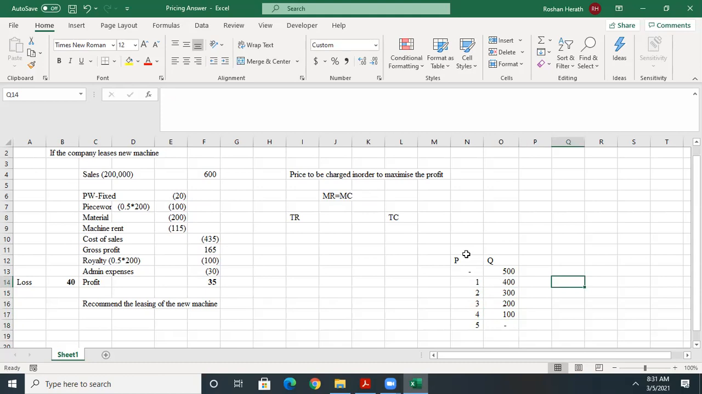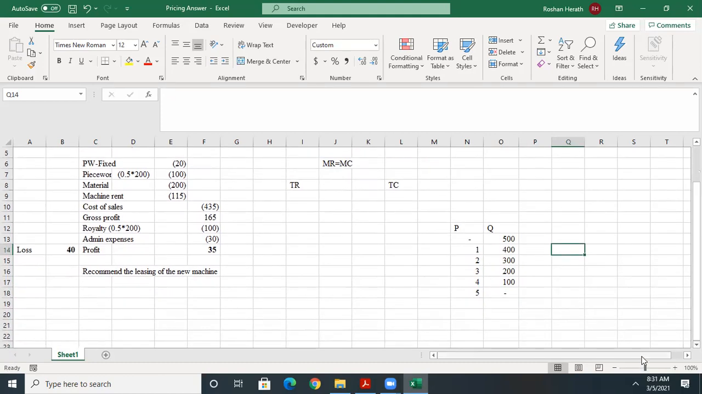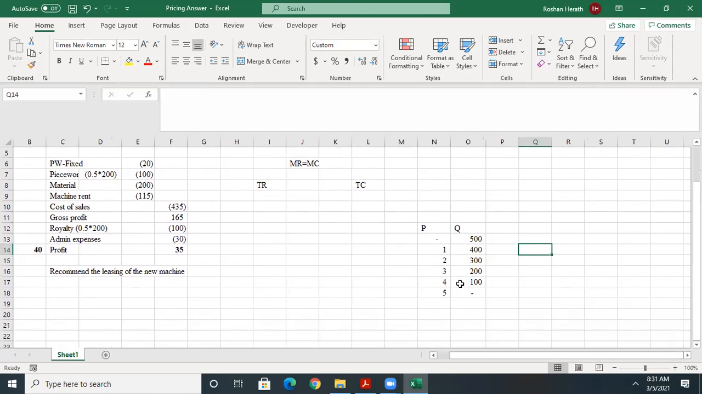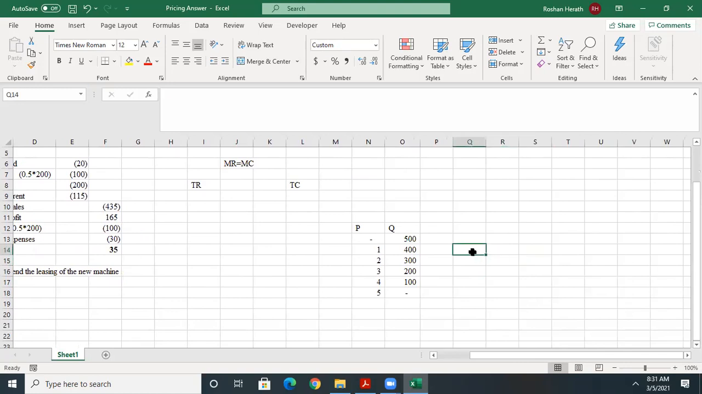Right. So this is our quantity and price information. Based on this quantity and price information, you can work out first the price function, then if you multiply it by the quantity, the TR. So here we can derive the demand function.